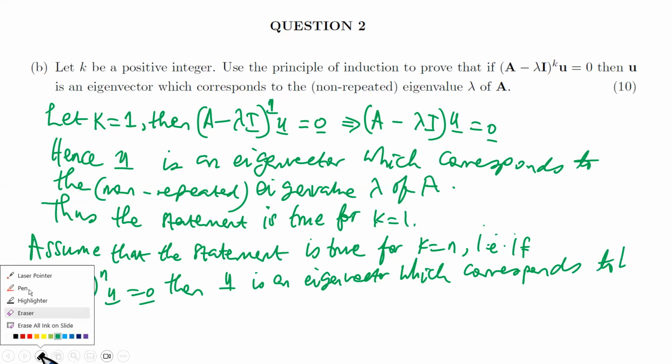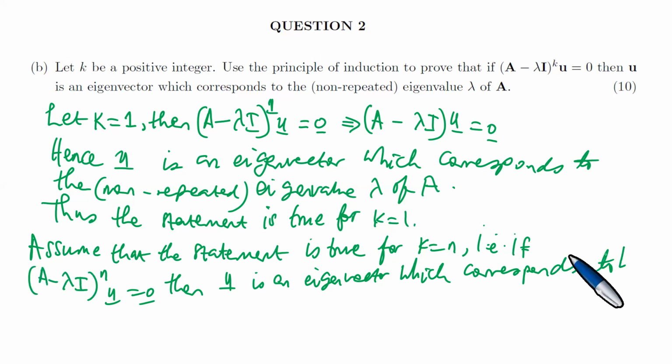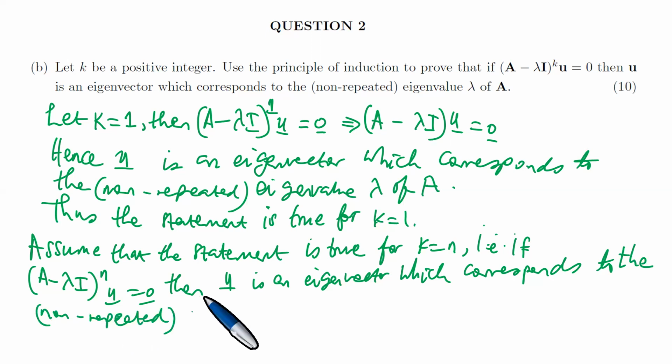All right, which corresponds to the non-repeated eigenvalue lambda of A. Okay, continue.